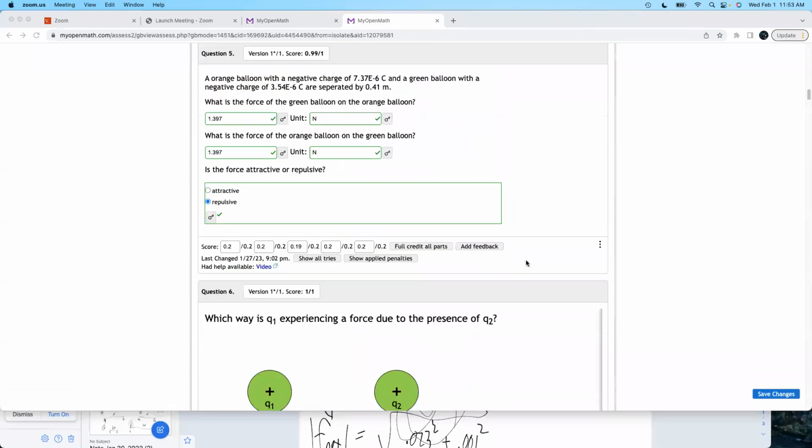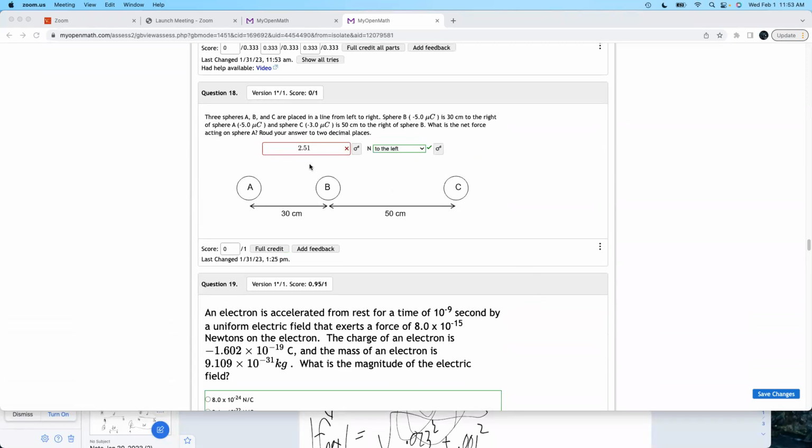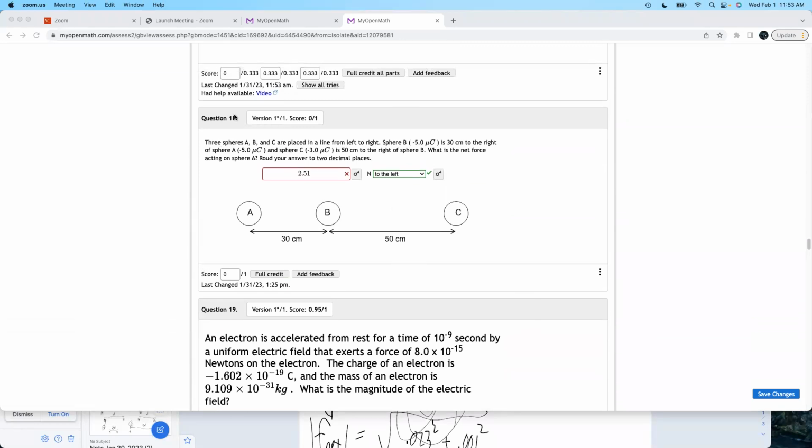There you are. Okay. 13, 18. Okay, I'm sharing, you can see it.